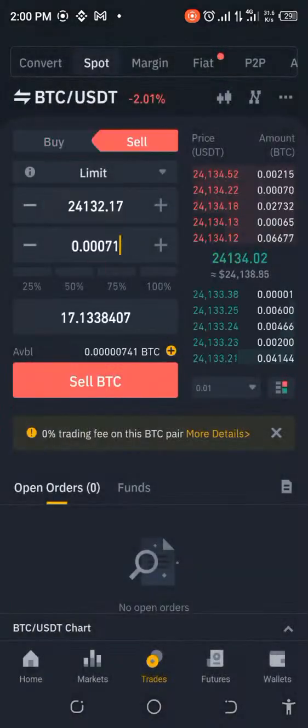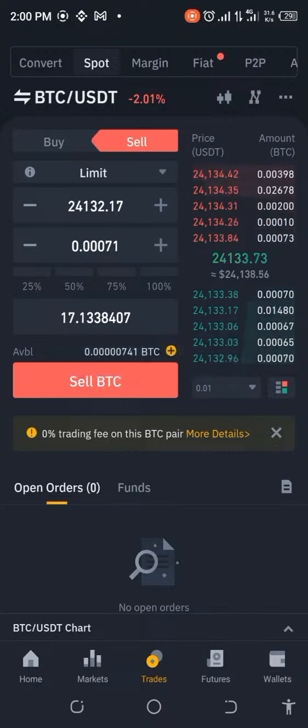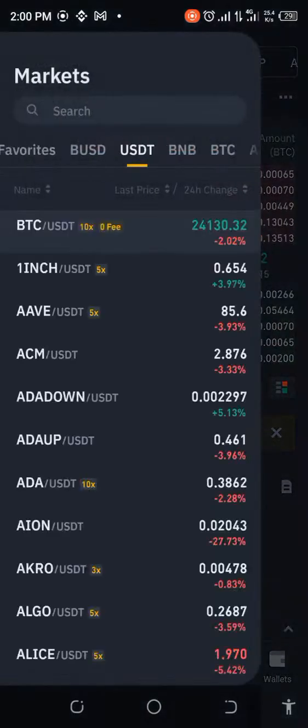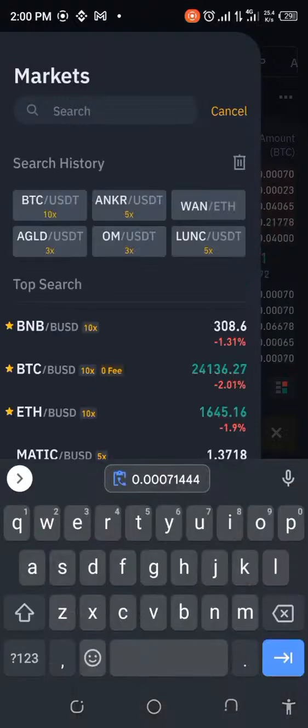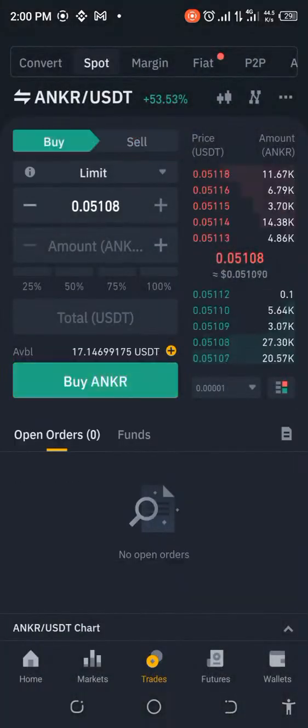Let's see that. Okay, it looks like we would be able to make a profit because we had to subtract part of that decimal point. Okay, let me go back and see how this would go. I'm sure definitely we're going to make a profit. I had to subtract part of it. So let me go back to ANKR USDT. What is the price right now?